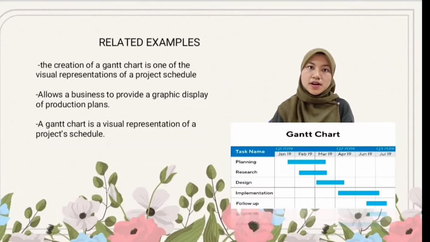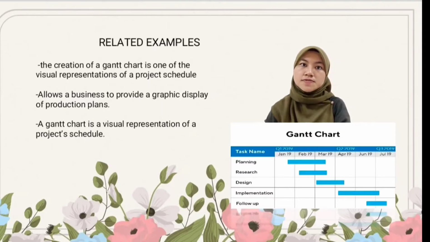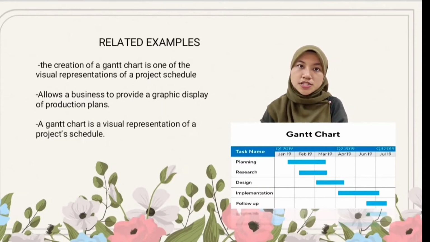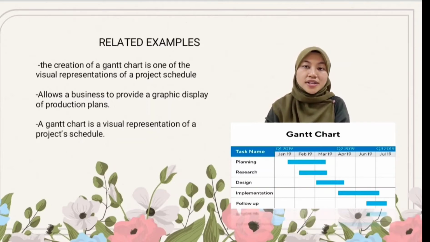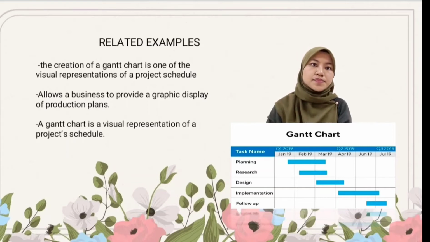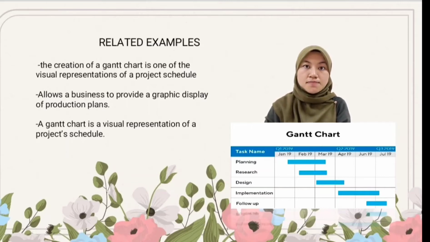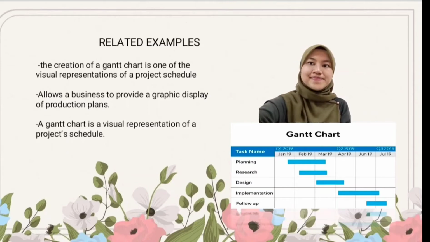A related example is the creation of the Gantt chart, which is one of the visual representations of a project schedule. It allows businesses to provide a graphic display of the production plan. One example is the Gantt method of payment of task and bonus. A Gantt chart is a visual representation of a project schedule. This is an example of a Gantt chart.